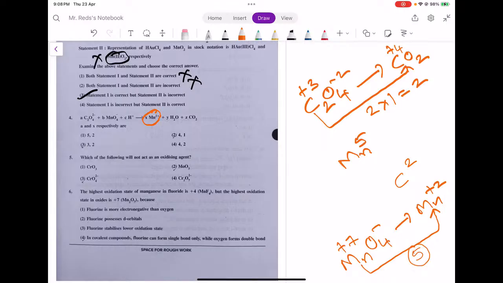Change in the oxidation number of carbon is 2. For balancing the reaction, you have to crisscross their changes in oxidation numbers. 2 will be given to manganese, 5 will be given to carbon. So, how many moles of oxalate ion will be taken in the chemical reaction? 5 moles. A will be 5.